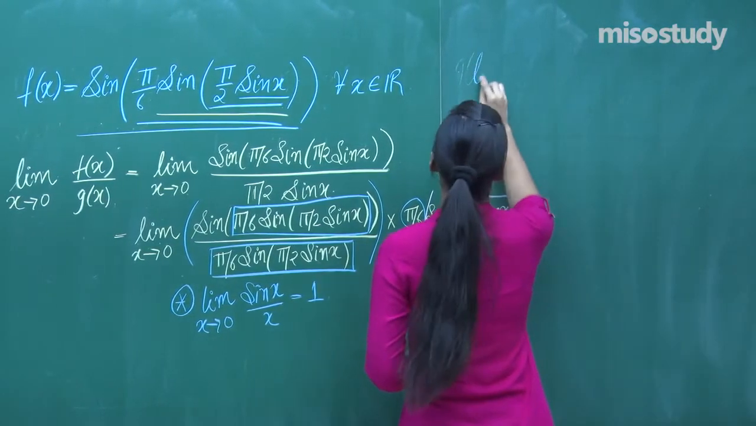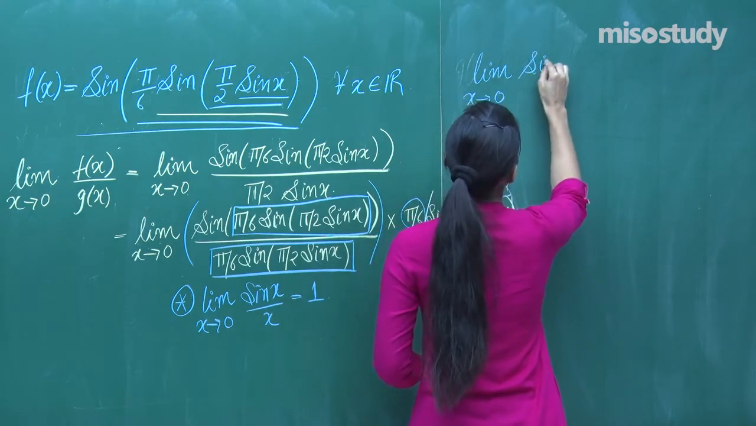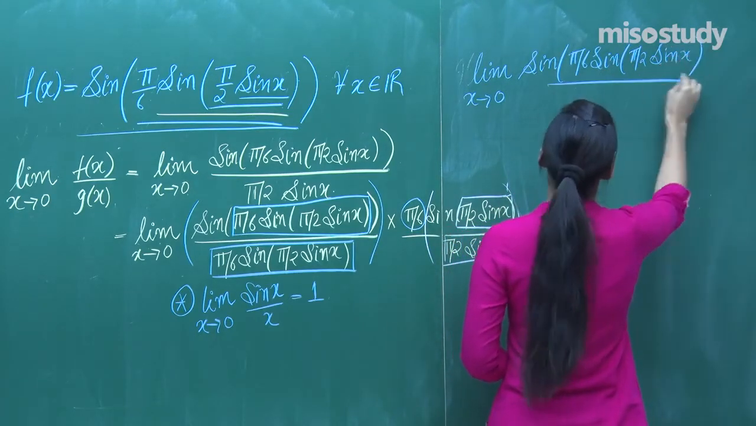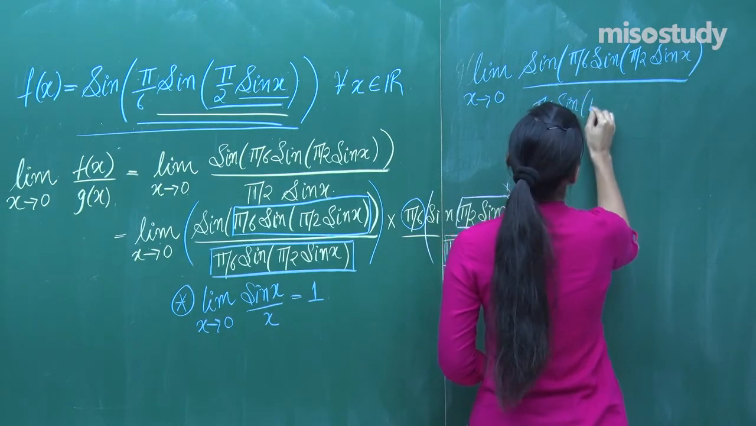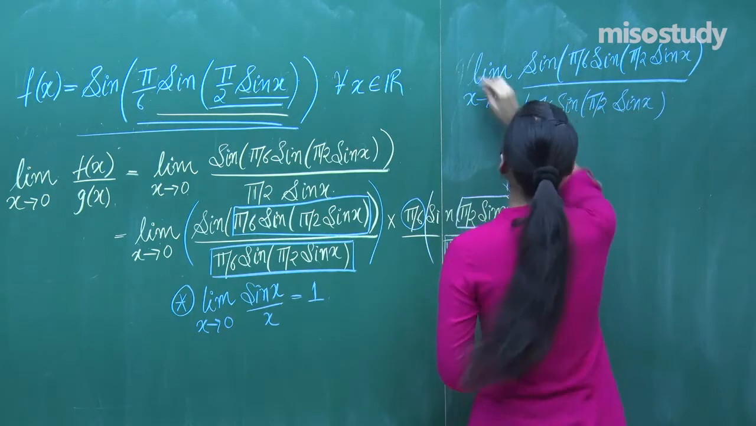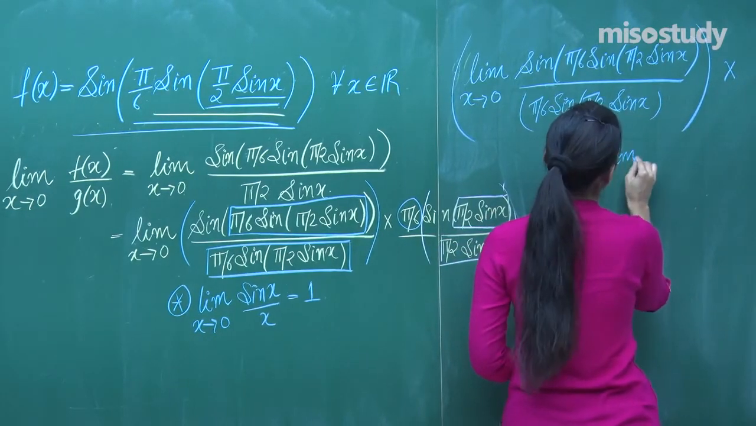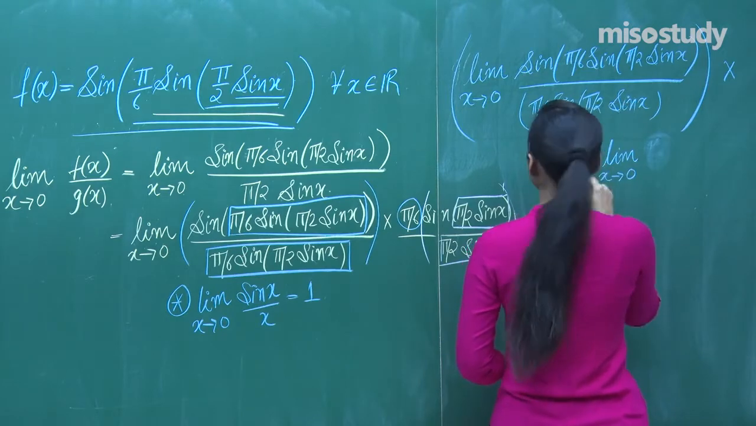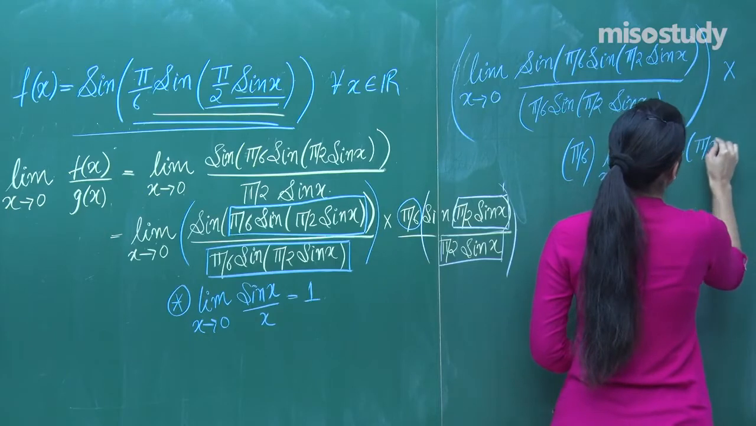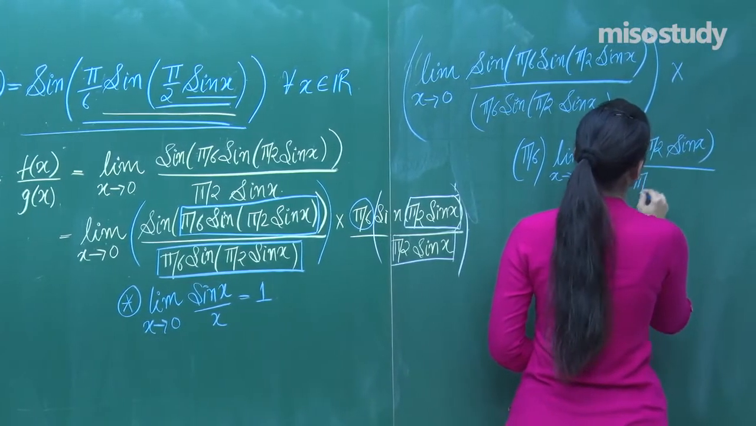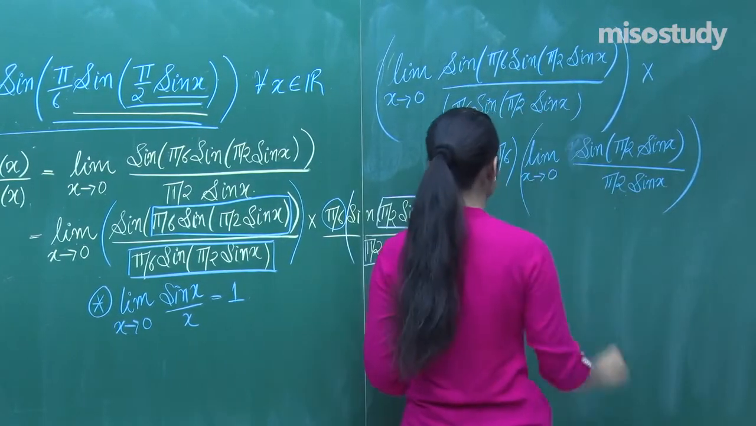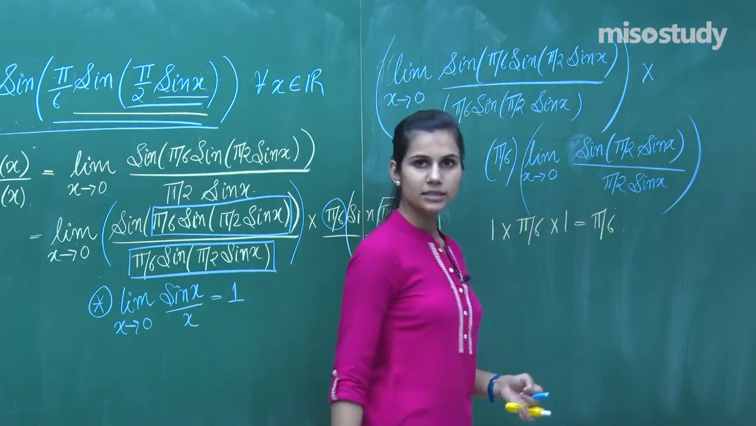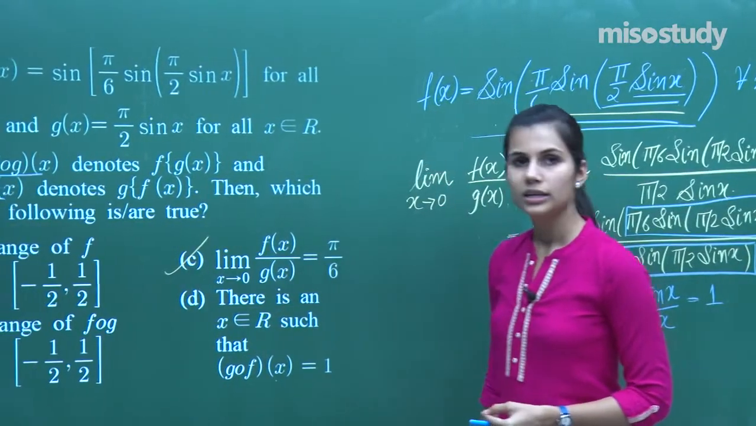Fine. So what is this? Limit x approaches 0, sine of pi by 6 sine of pi by 2 sine x, whole upon pi by 6 sine of pi by 2 sine x, multiplied by the limit of pi by 6, because the limit of the product is the product of the limits. So this pi by 6 is going to come out. You're left with sine of pi by 2 sine x whole upon pi by 2 sine x. So the limit is 1 into pi by 6 into 1, which is pi by 6. And therefore, this is your correct option.